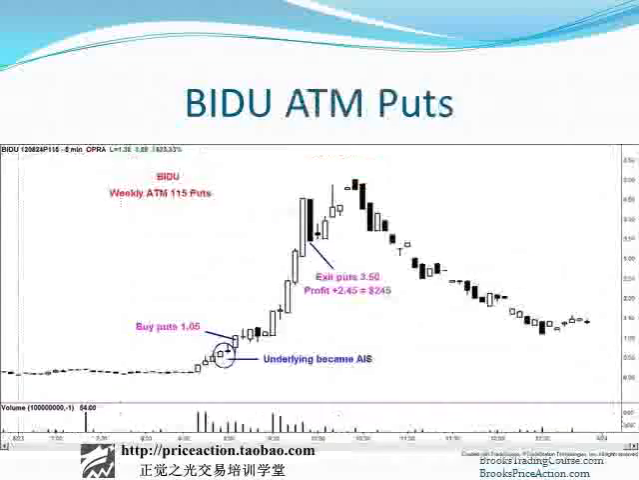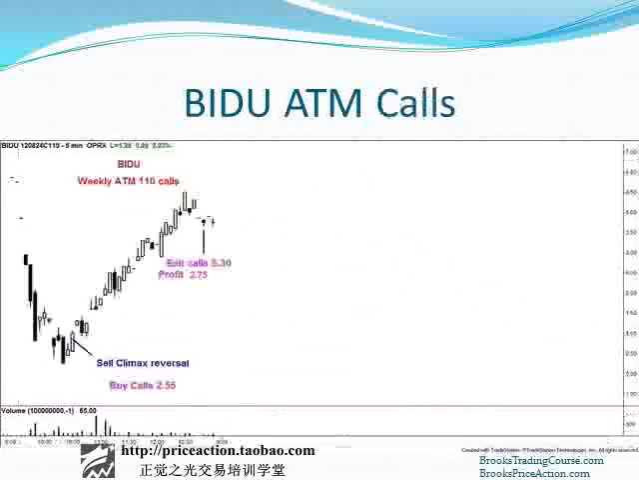So this is the chart of the puts. The last chart was of Baidu, which was in the big bear trend. If you bought where I showed you on that chart, where the market was clearly always in short, you would have been filled somewhere around here for $1.05. You would have paid $1.05 for your puts for the weekly at the money 115 puts, and you would have exited here, and you would have received $3.50 for your puts and made a profit of $245.